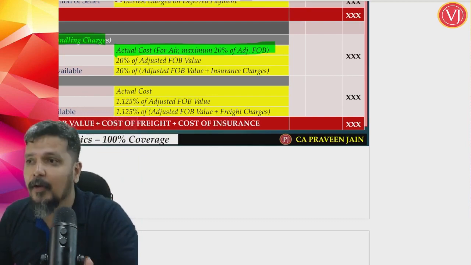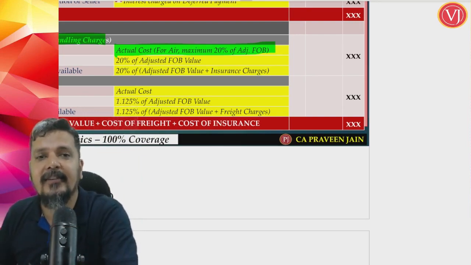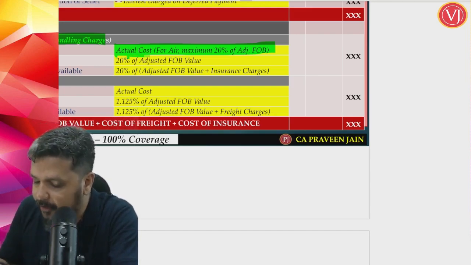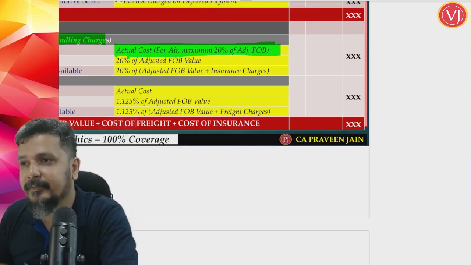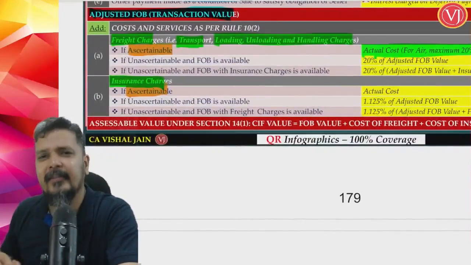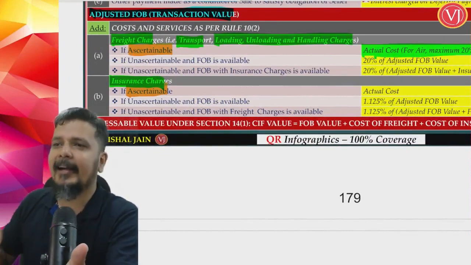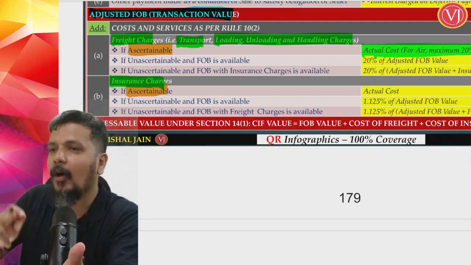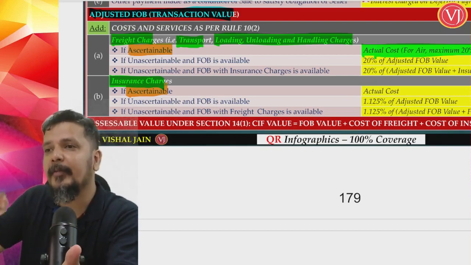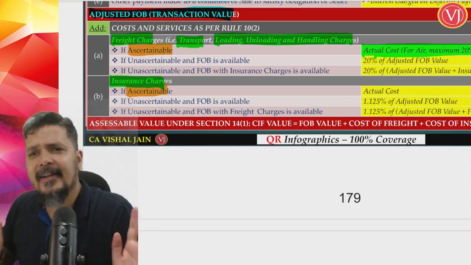That is the reason you have to follow the sequence. It is actual or 20% of adjusted FOB, whichever is lower. For what? Only for the purpose of air. Otherwise, you'll add actual. So if you know the freight, add it actually. But if it is by way of air, it is actual or 20% of adjusted FOB, whichever is lower. For insurance, if you know the insurance, add the actual value.